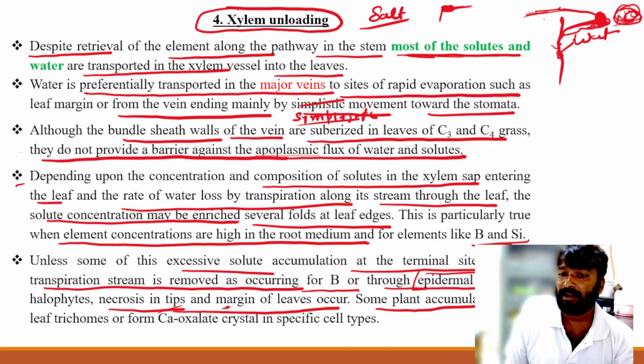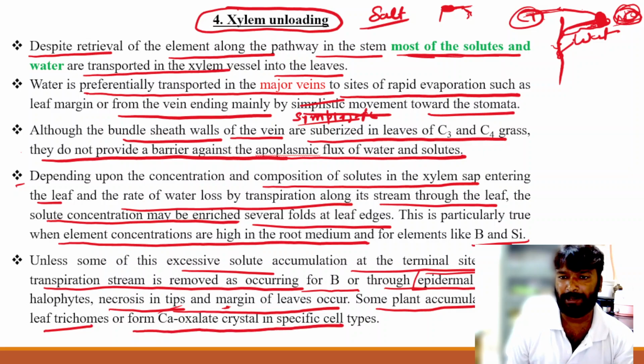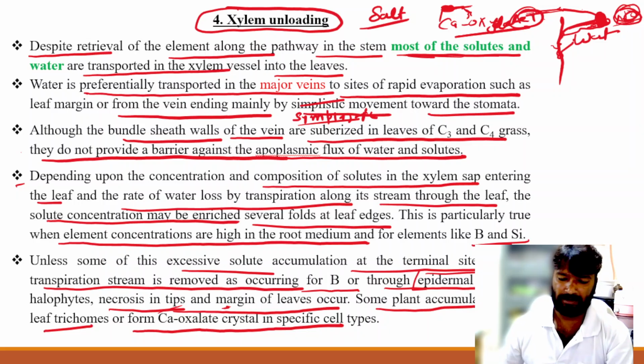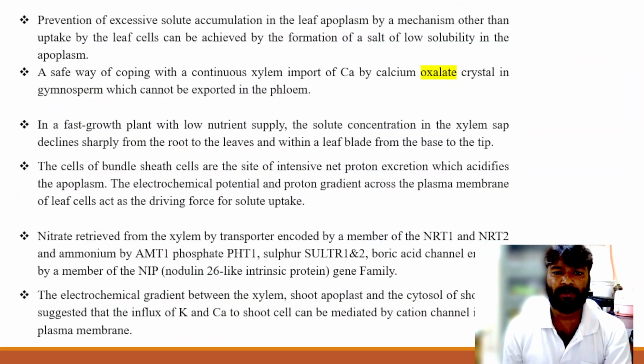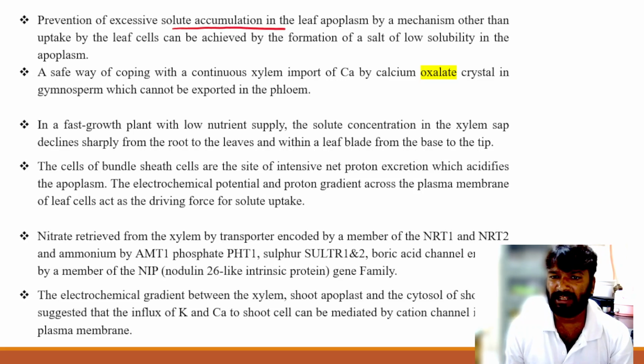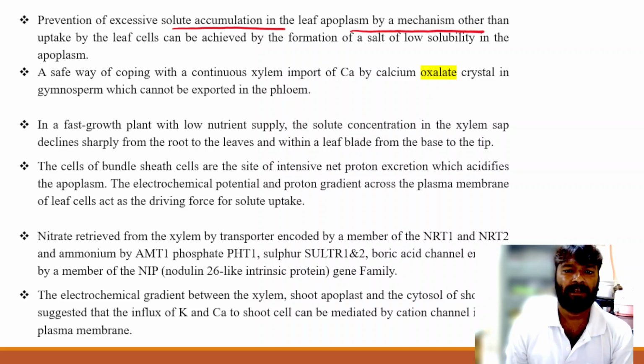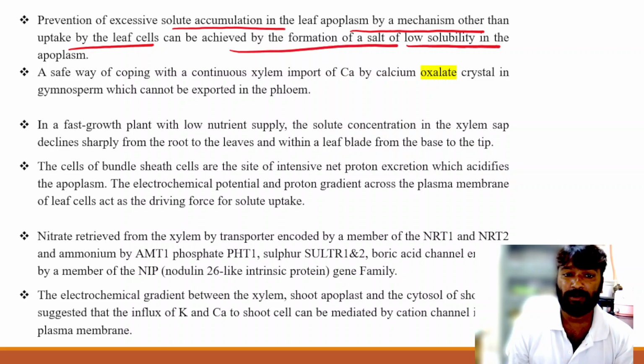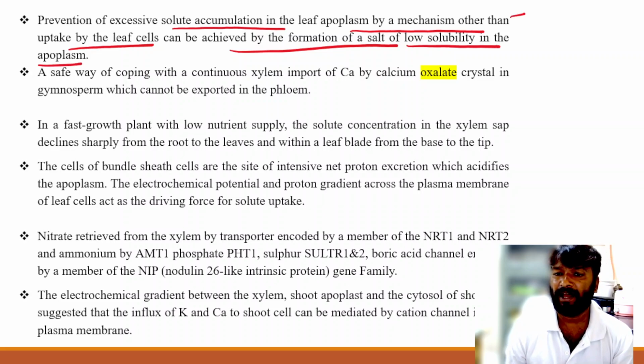Some plants accumulate high calcium in the leaf trichomes, that is leaf hairs, and form calcium oxalate crystals in specific cell types. So prevention of excessive solute accumulation in the leaf apoplast by a mechanism other than uptake by the leaf cell can be achieved by the formation of salts of low solubility in the apoplast. Okay, means they form a complex.